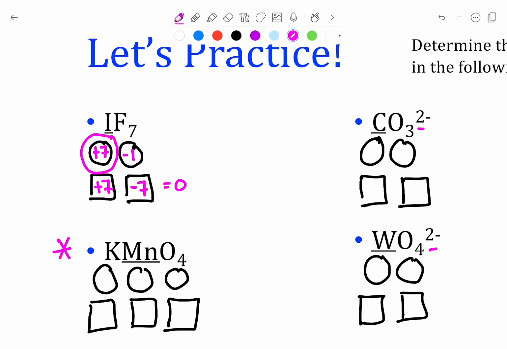We always want to look at our circles for these types of problems when it says to determine the oxidation number of the individual atom, okay, because we're not looking at its total contribution to the molecule overall. We want to look at its individual oxidation number.